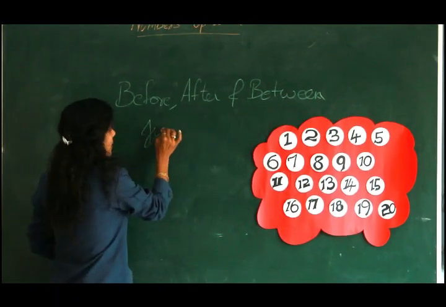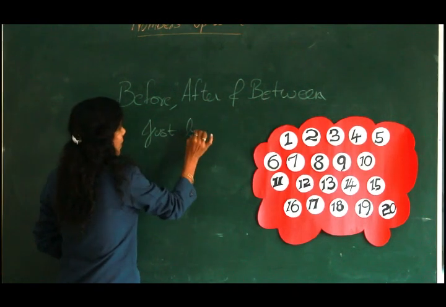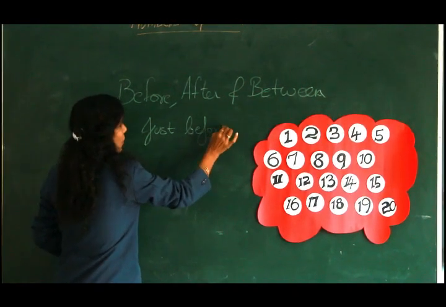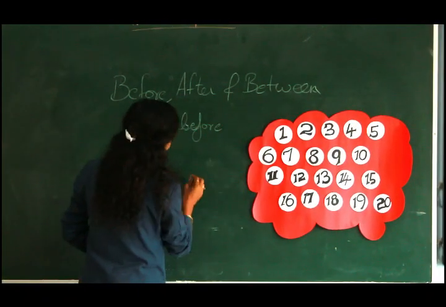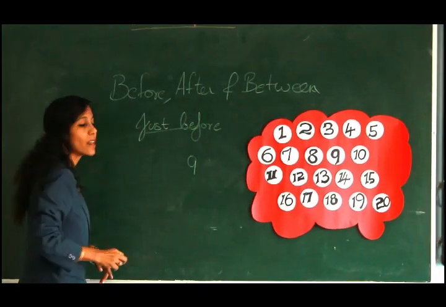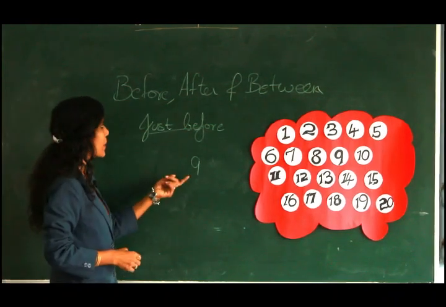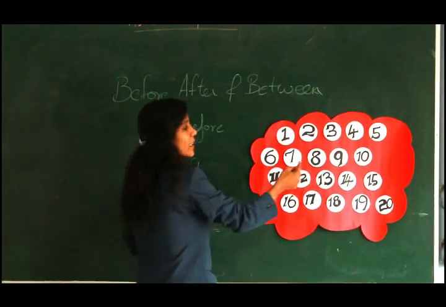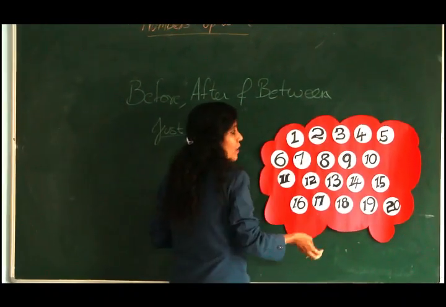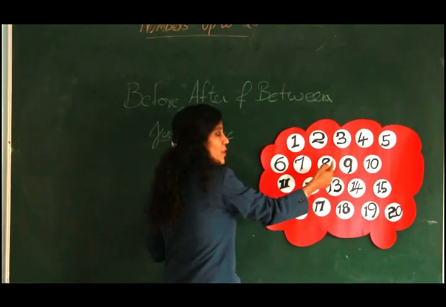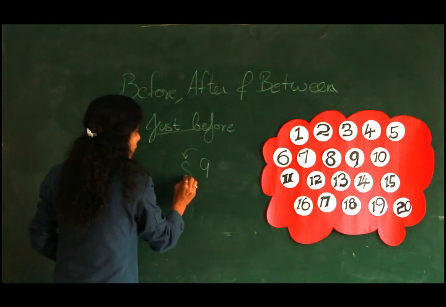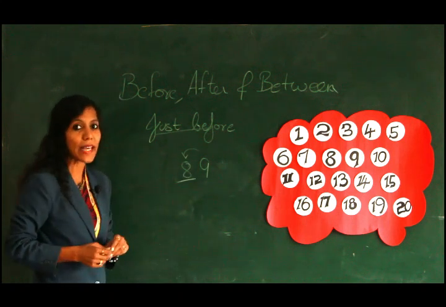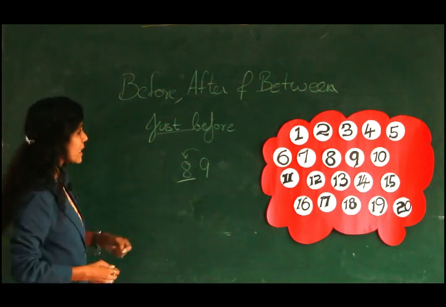The number just before the given number. Here we are taking the number 9. So which is the number just before 9? So you have to go back. For before, you have to go back. So which is the number? 8. Going back on the number line, we have 8.